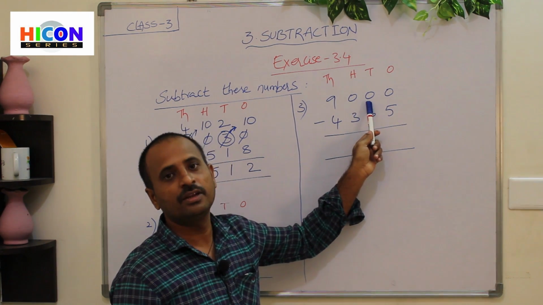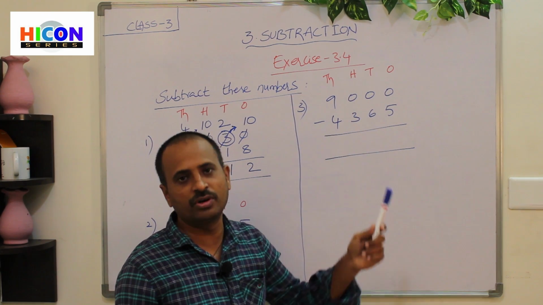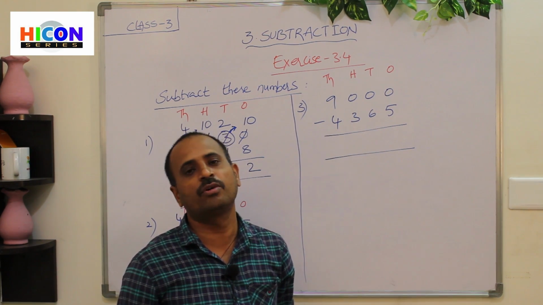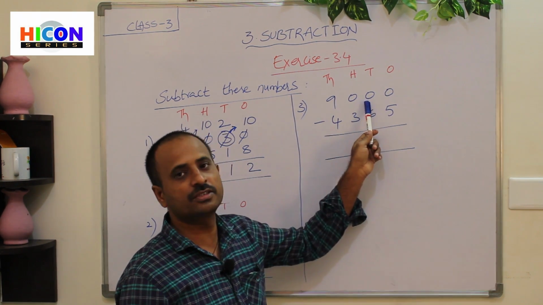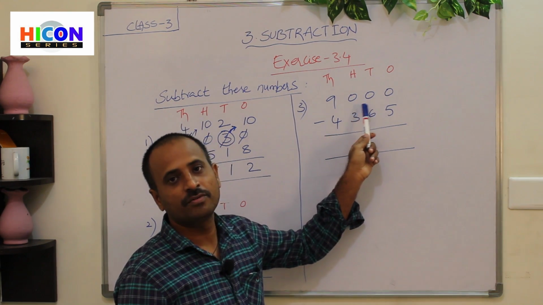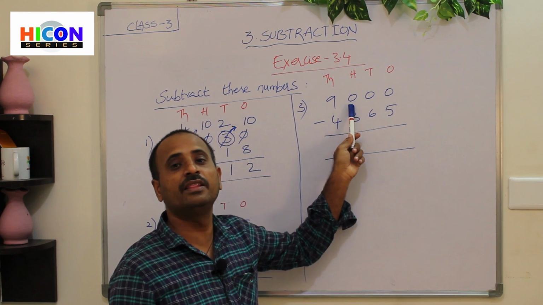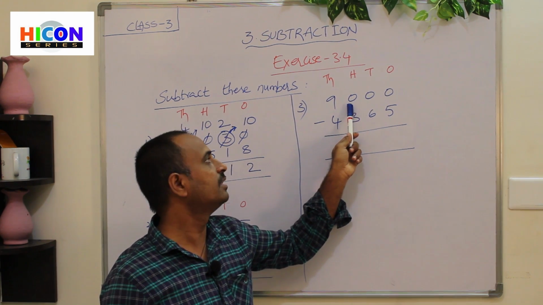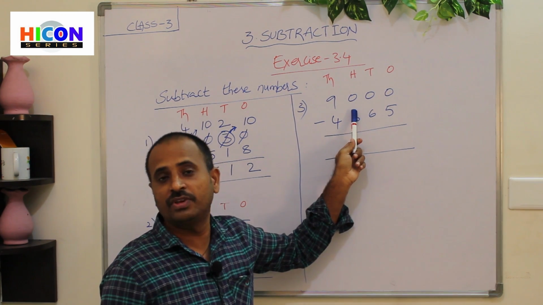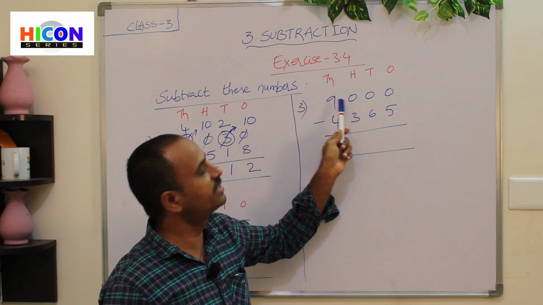How many tens are there? 0 tens. That means there are no tens. Then we cannot borrow from it. So there are no tens. That's why go to the next place. What is its next place? Hundreds place. How many hundreds are there? Again there are 0 hundreds. That means there are no hundreds. So if there are no hundreds, then go to its next place.